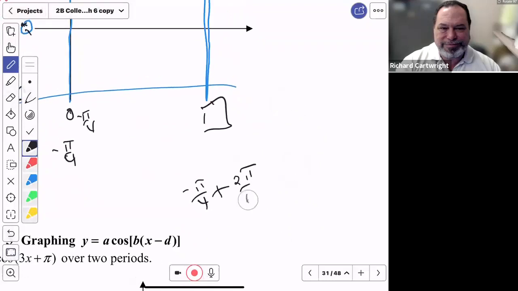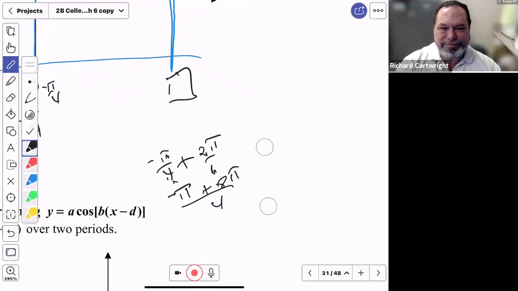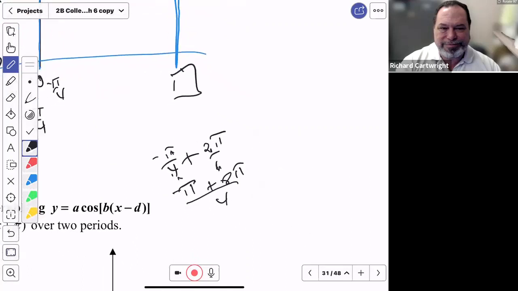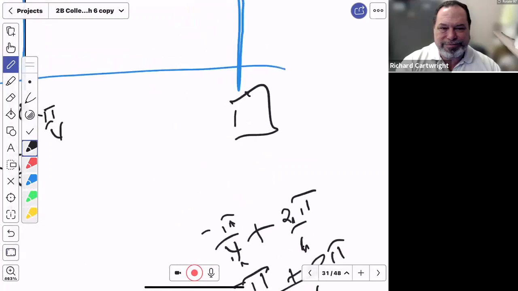Very simple. 1 times negative pi is negative pi. 4 times 2 pi is 8 pi. 4 times 1 is 4. Negative pi plus 8 pi is 7 pi over 4. That number is 7 pi over 4.